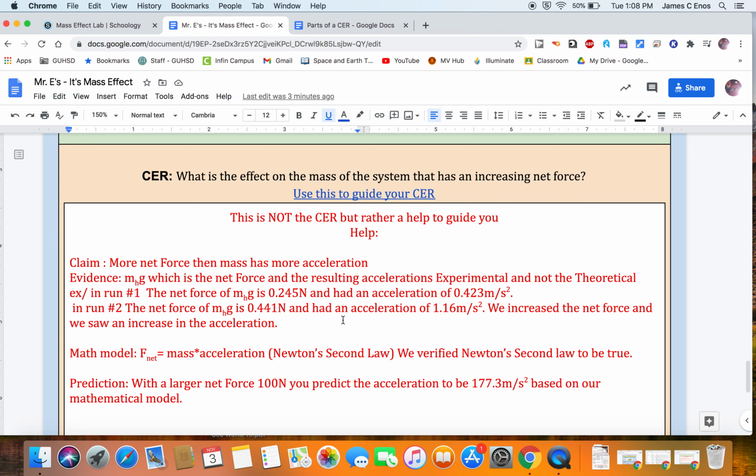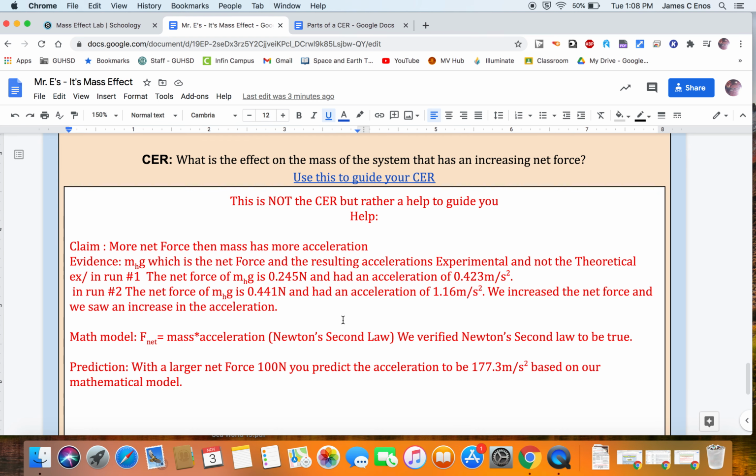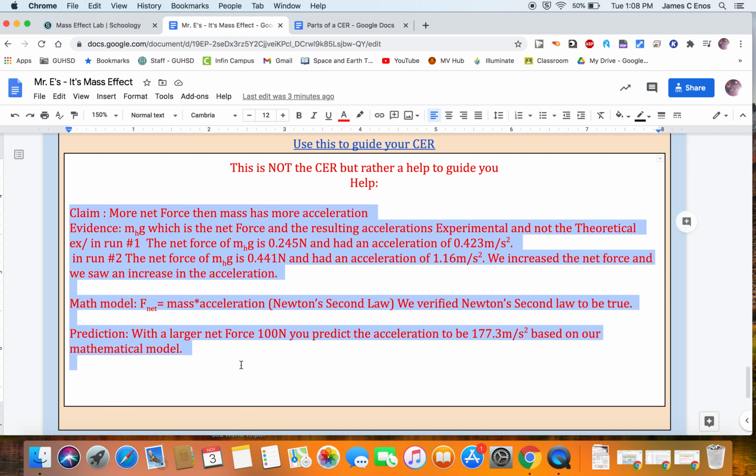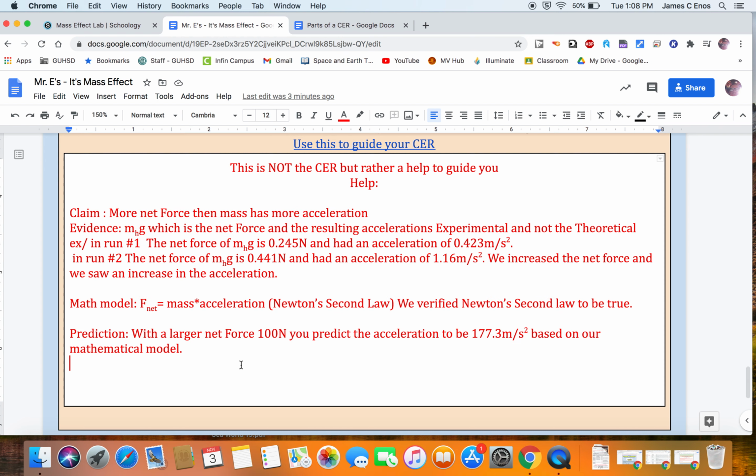Finally, for the CER, I've given you some guidance here on how to write out this CER. It doesn't mean that this is a CER. In fact, this is not a CER. So if you just turn this in, it will not count, because I need it to be one cohesive argument. This is just a guide. I'm trying now to wean you off from my pre-written CERs.